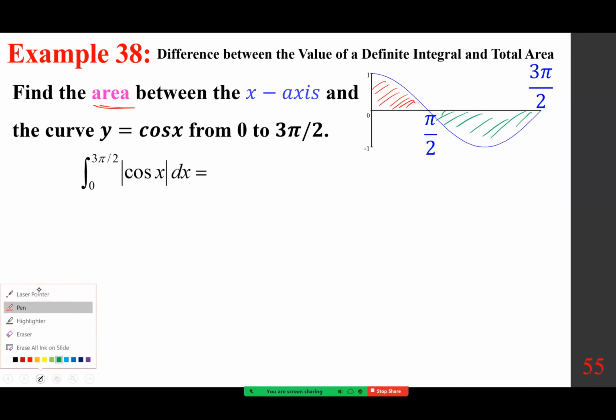And you don't have to do the sign graph because clearly it's positive here. So from 0 to π/2, we use cosine. But since it's negative here, we're going to use the negative of that, the opposite of that, from π/2 to 3π/2.